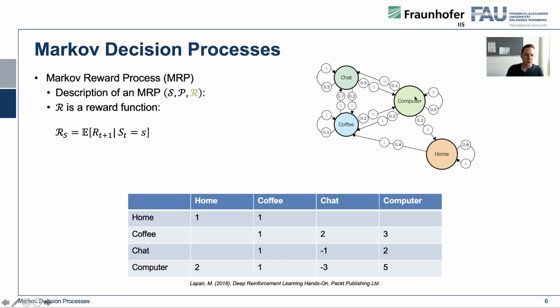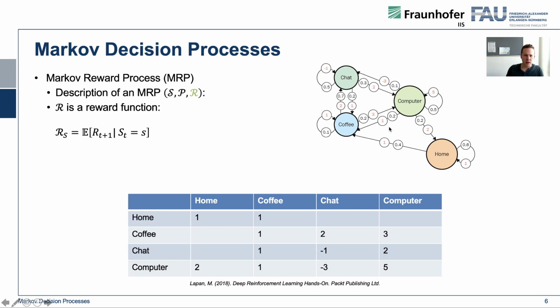But what you now do is add rewards on top of the edges. So if we are at home and you go from home to coffee, which is a 40% chance, you may receive a reward of 1. This is something that you encode. And you can also use a table or a matrix to represent this. In this case, if you go from home to the coffee machine, you get a reward of 1. And if you have a self-transition from home to home, you also get a reward of 1.